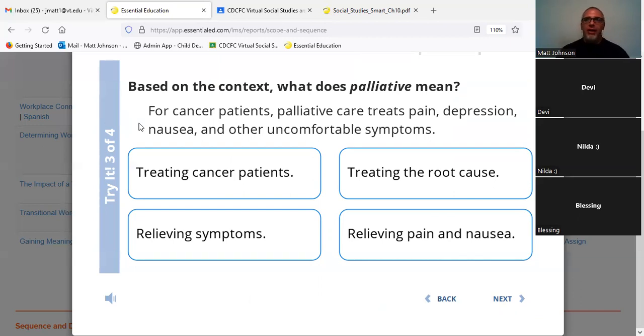So it doesn't say, you know, oncology, right, is the treatment of cancer. That is the field of medicine that studies and treats cancer, which would be, if this was something about oncology, it would say something more about treating the actual illness. But here we just have symptoms that are often caused from medication or a cancer diagnosis and the issues around that. So palliative care is about relieving symptoms, right? Improving the quality of life for a cancer patient.